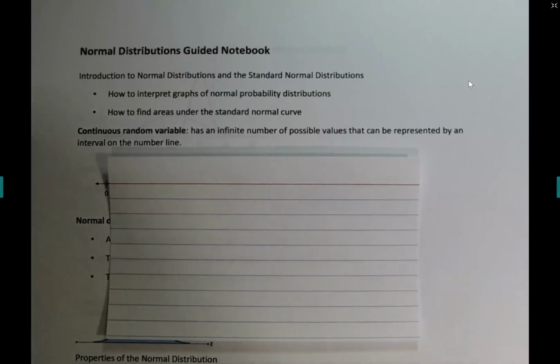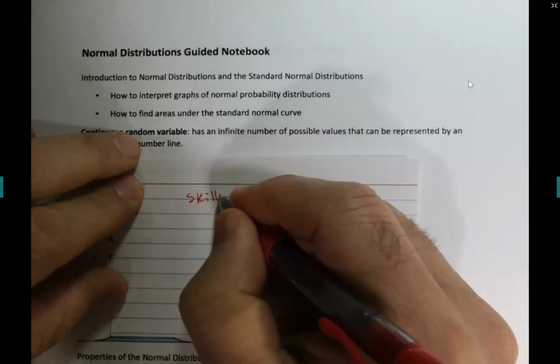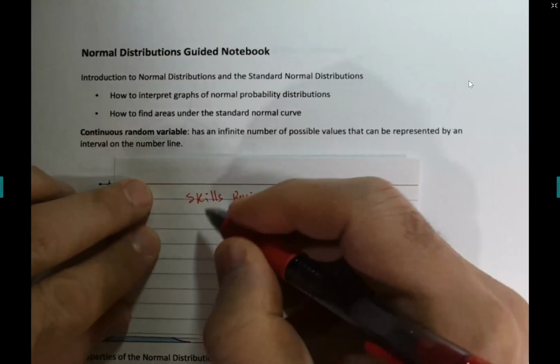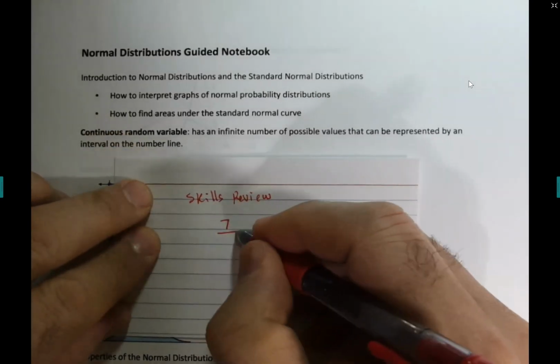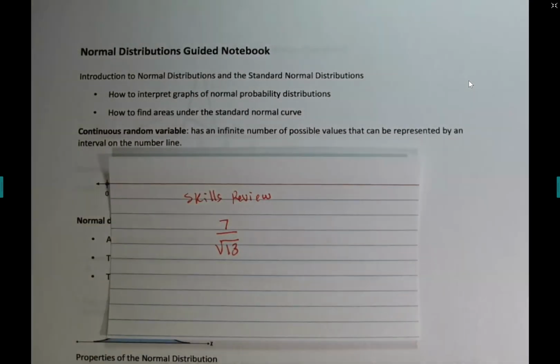All right. So, skills review here. One skill that we need, for example, if you have something like that, guys: how do you compute this on the calculator, or how do you enter it on the calculator? So let me show you.